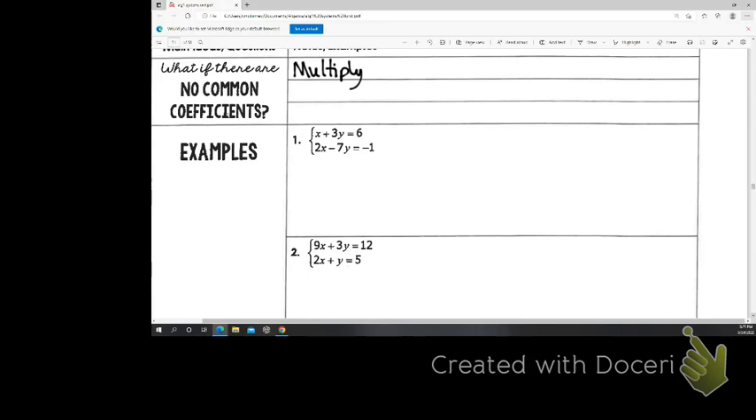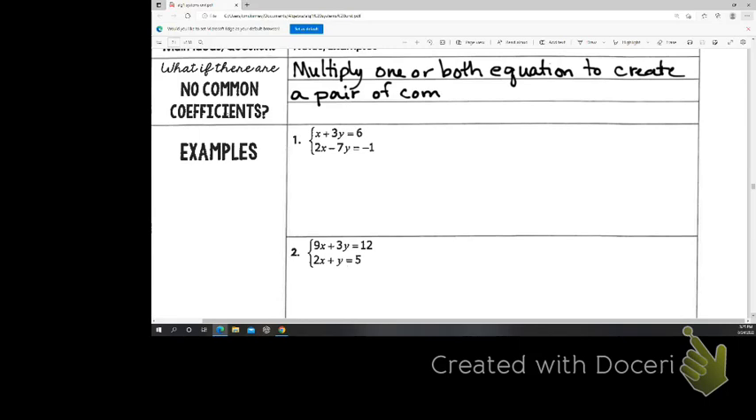We can multiply one or both equations to create common coefficients. And we'll say a pair, because it could happen, but it's going to be a special case if it does. You don't really want it to be both, you just want either x or y.